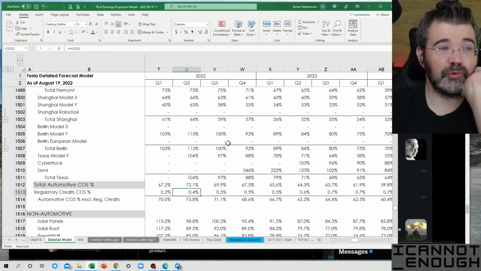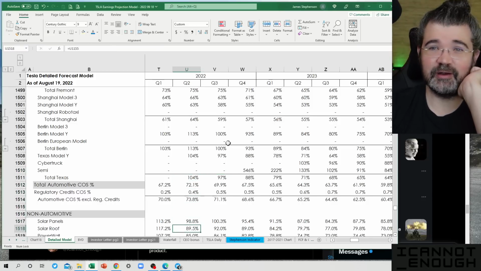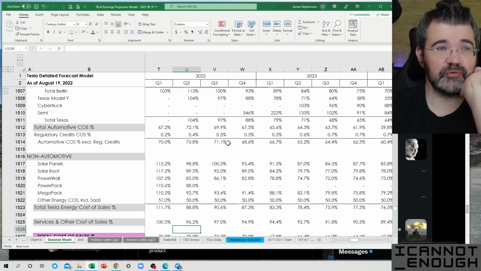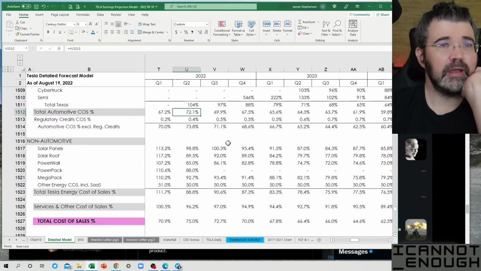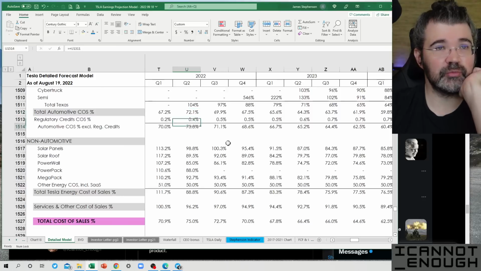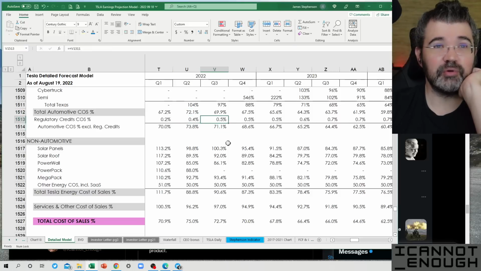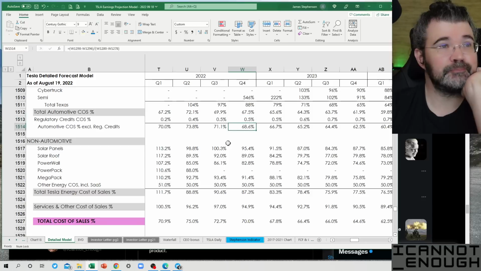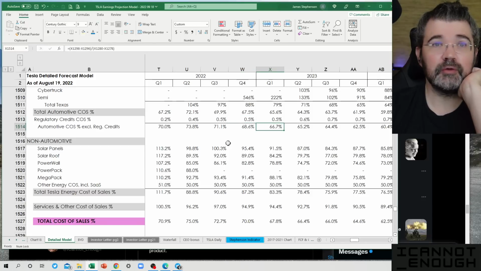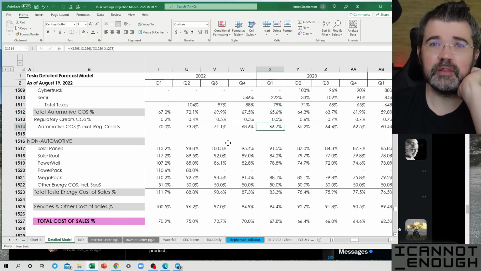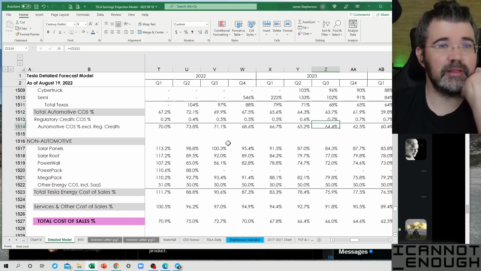And I've got regulatory credits cost of sales percentage in here as a really, really tiny cost of sales percent. And you can see here the difference between total automotive cost of sales percent and automotive cost of sales percent excluding regulatory credits is a pretty decent chunk of change here. So that's what's going on in this section.